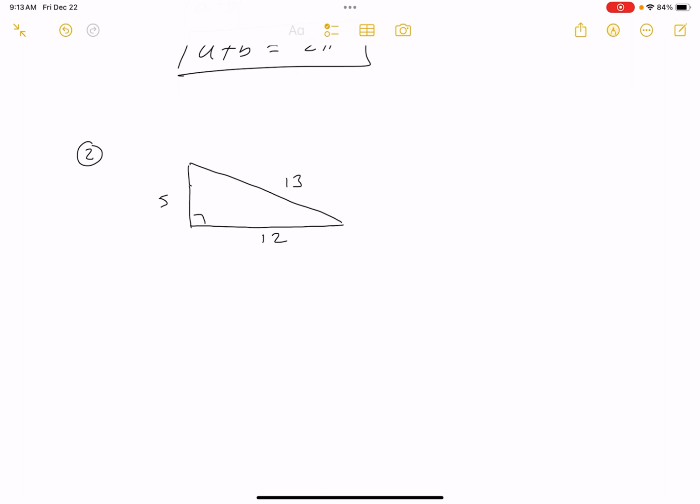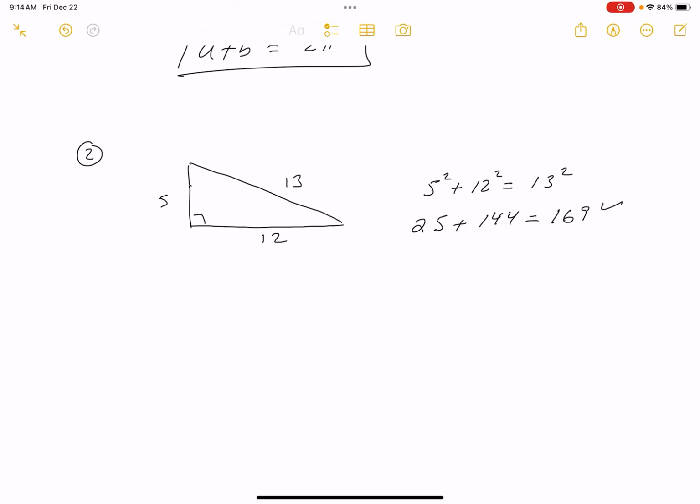Let me verify this, though. It's going to be 5 squared plus 12 squared is equal to 13 squared. Let me just verify that's true. You get 25 plus 144 equals 169. Certainly true. Got a right triangle.